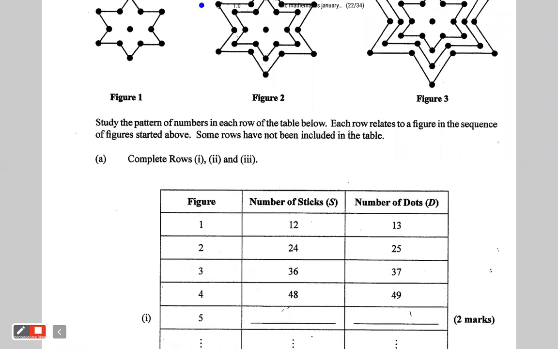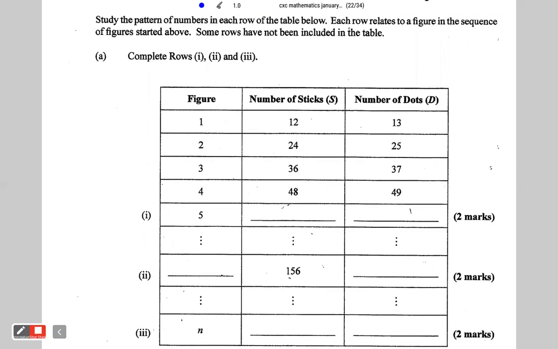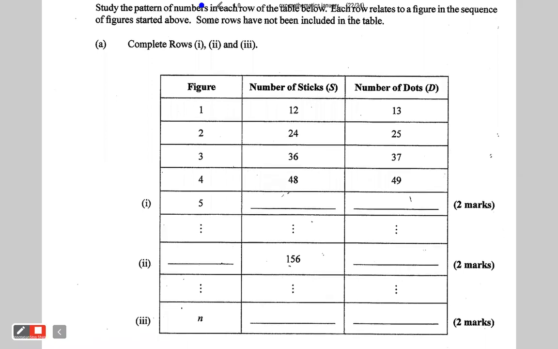So here we're not asked to draw the 4th figure. We're asked to study the pattern of numbers in each row of the table below. Each row relates to a figure in the sequence of figures started above. Some rows have not been included in the table. So we're to complete rows I, II, and III.